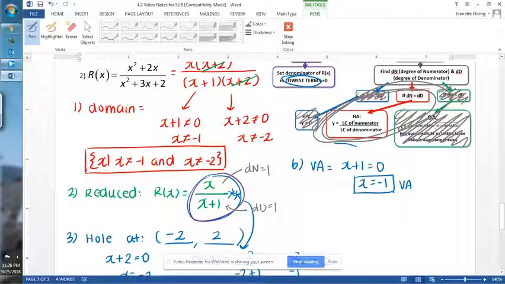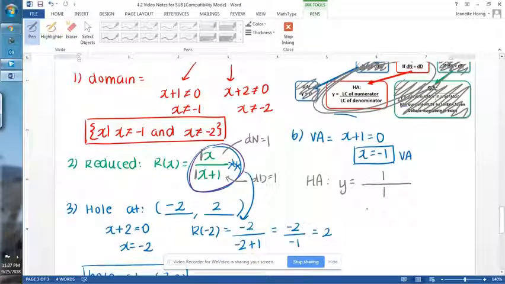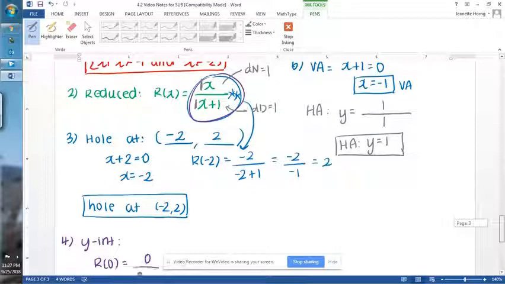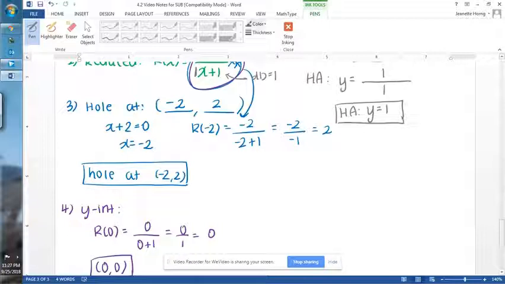That tells me I have a horizontal asymptote. My horizontal asymptote is at y equals the leading coefficient of the numerator over the leading coefficient of the denominator. So I've got to go back to my reduced function. Notice the leading coefficient of my numerator is 1, so I'll write that. And the leading coefficient of my denominator is also equal to 1. So if I do 1 divided by 1, my horizontal asymptote is at y equals 1. So it's different than the other ones because our horizontal asymptote is not on the x-axis.